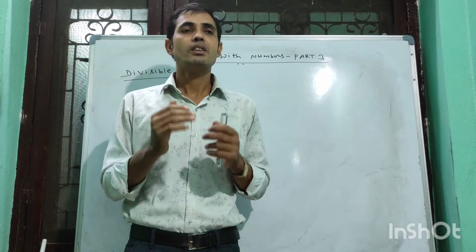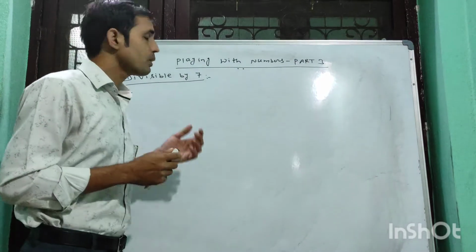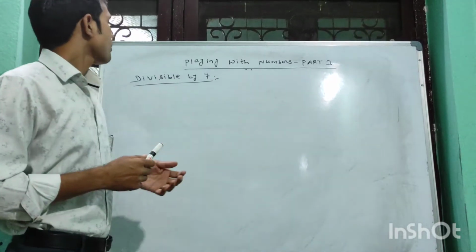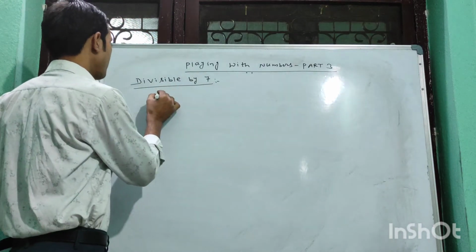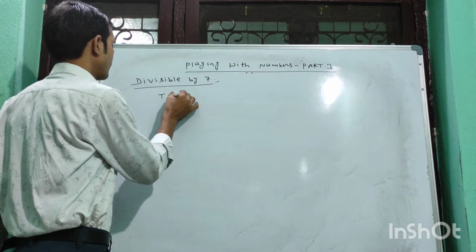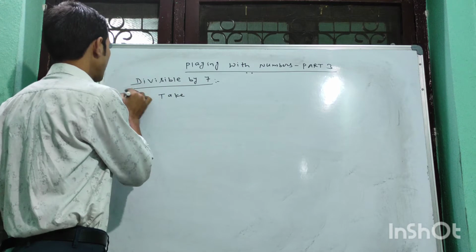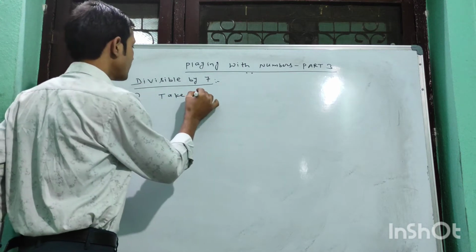So now it is a very important topic, and all of you try to understand how we will see divisibility by 7. So first of all, suppose we take a 3-digit number. Take first step, we consider a 3-digit number.